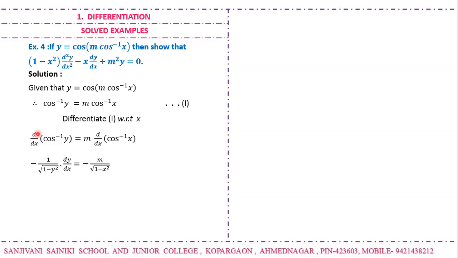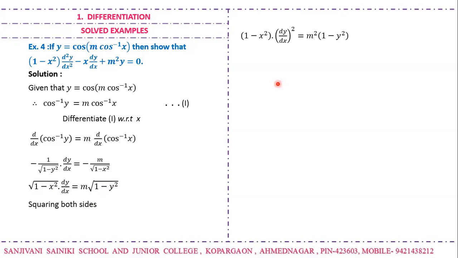So firstly we have to differentiate with respect to y, and then we have to differentiate y with respect to x. So what we got is root 1 minus x square dy by dx is equal to m times root 1 minus y square. Now take the square on both sides. What you will get is 1 minus x square into (dy by dx) whole square is equal to m square into (1 minus y square).